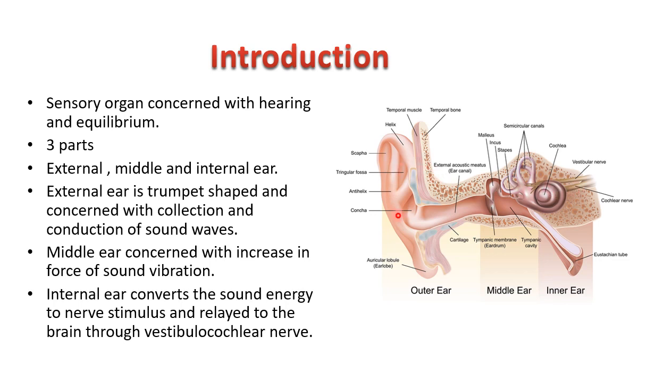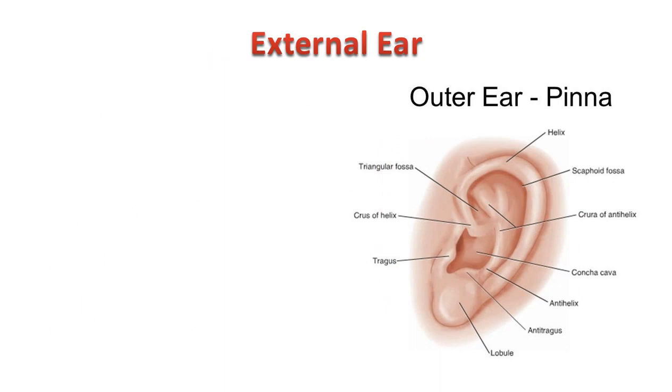Okay, now first we are going to start with the external ear. It is somewhat trumpet shaped. So like a trumpet, it has got a long tube and with the wide end. Okay, that is mainly for the collection of the sound waves, and then it conducts the sound waves, which is actually received by the tympanic membrane or the eardrum, which you see here.